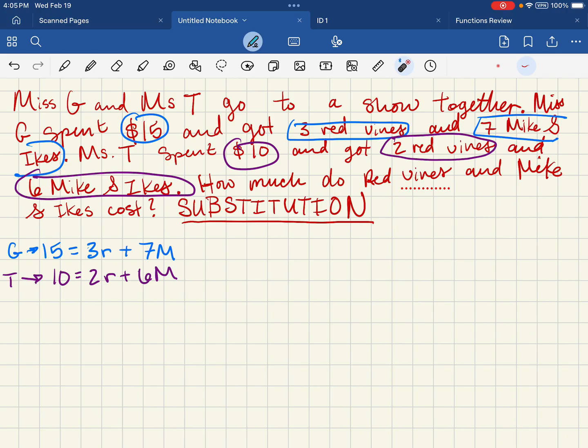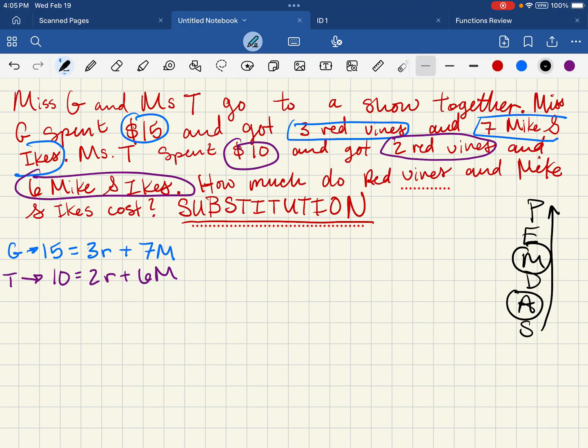Well, if we're doing reverse PEMDAS, so let me write that out, I'm going to go the other way. What comes first, the addition or the multiplication? If I'm doing reverse PEMDAS, it has to be the addition, so I'm going to get rid of that first, this plus 6M. What's the opposite of positive 6M? Minusing 6M. So I'm going to minus 6M from both sides, and when I say both sides, I mean both sides of the equal sign.